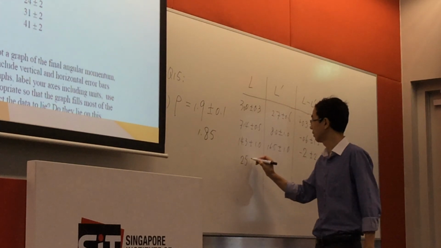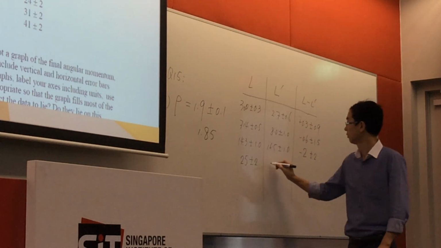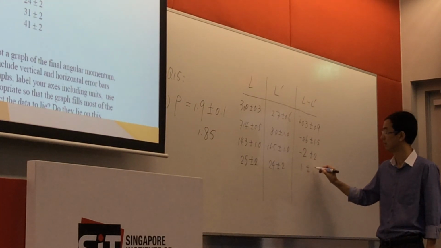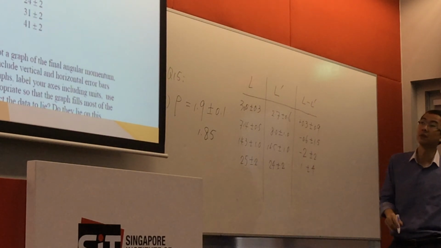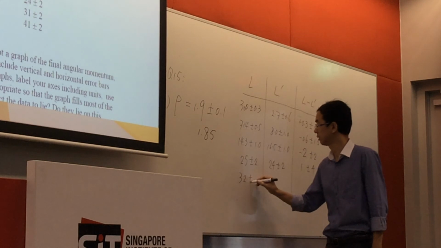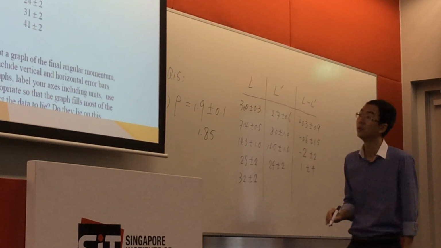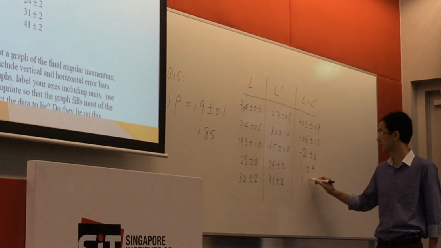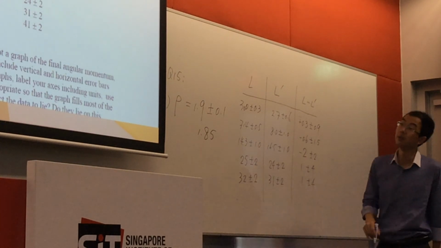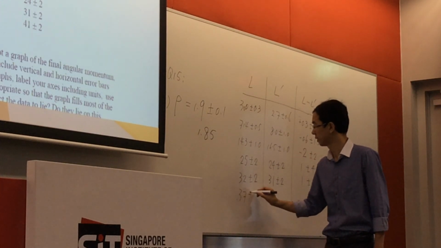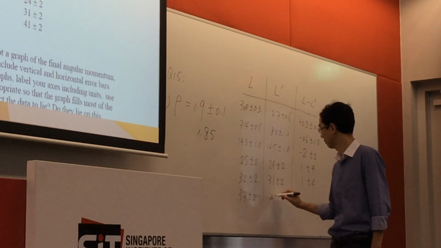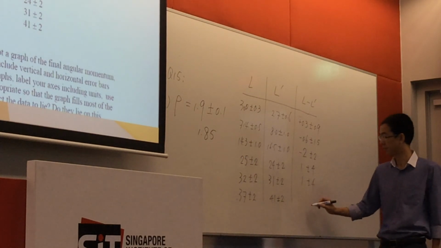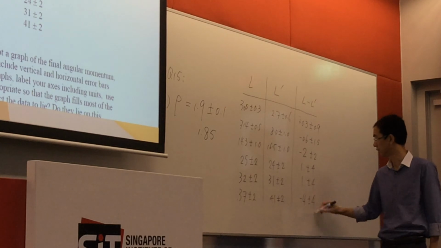The next one is 25 plus minus 2, and 24 plus minus 2, right? So the result will be 1 plus minus 4. And 32 plus minus 2, and this is 31 plus minus 2, right? So what will be your result? It will be 1 plus minus 4. The last one will be 37 plus minus 2, and it is 41 plus minus 2. So the result will be minus 4 plus minus 4.